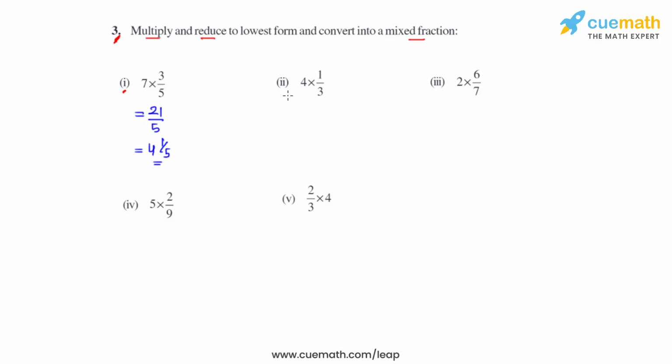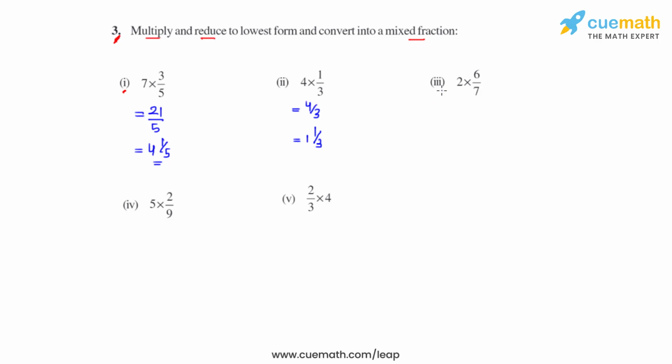Now coming to the second bit, we have 4 times 1 over 3. The product of these two will be 4 over 3. Now to convert this into a mixed fraction, we'll divide 4 by 3. When we divide 4 by 3, we get the quotient as 1 and the remainder as 1. So the mixed fraction will be 1 1/3.